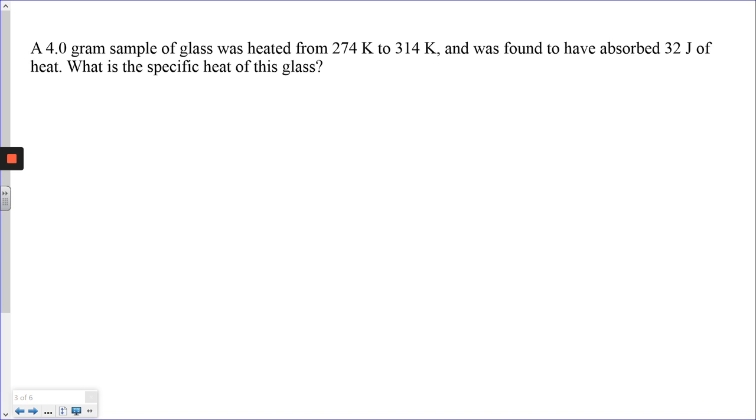Okay, for our next question, we have a 4-gram sample of glass that was heated from 274 Kelvin to 314 Kelvin and was found to have absorbed 32 joules of heat. What is the specific heat of glass? So using our formula again, we have Q is equal to M times specific heat times the change in temperature.